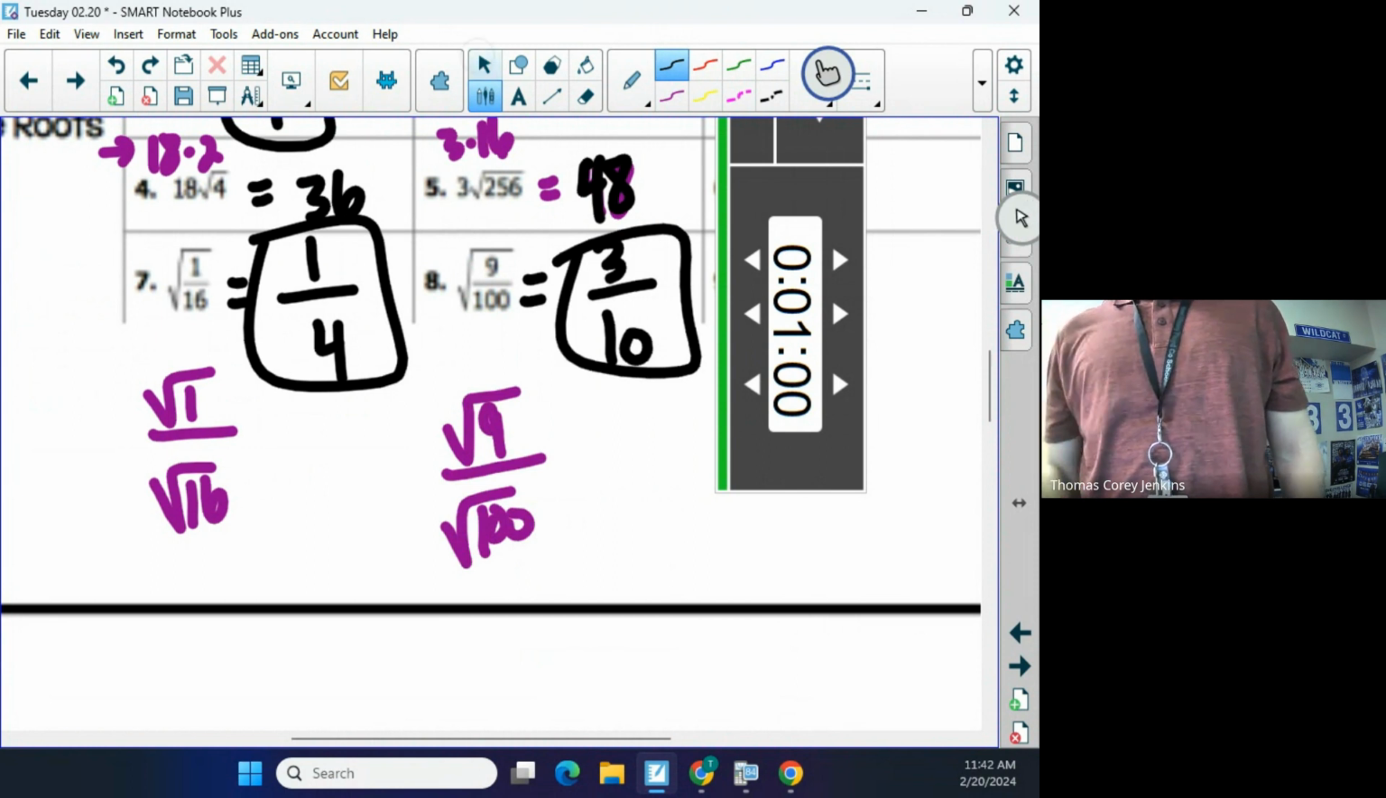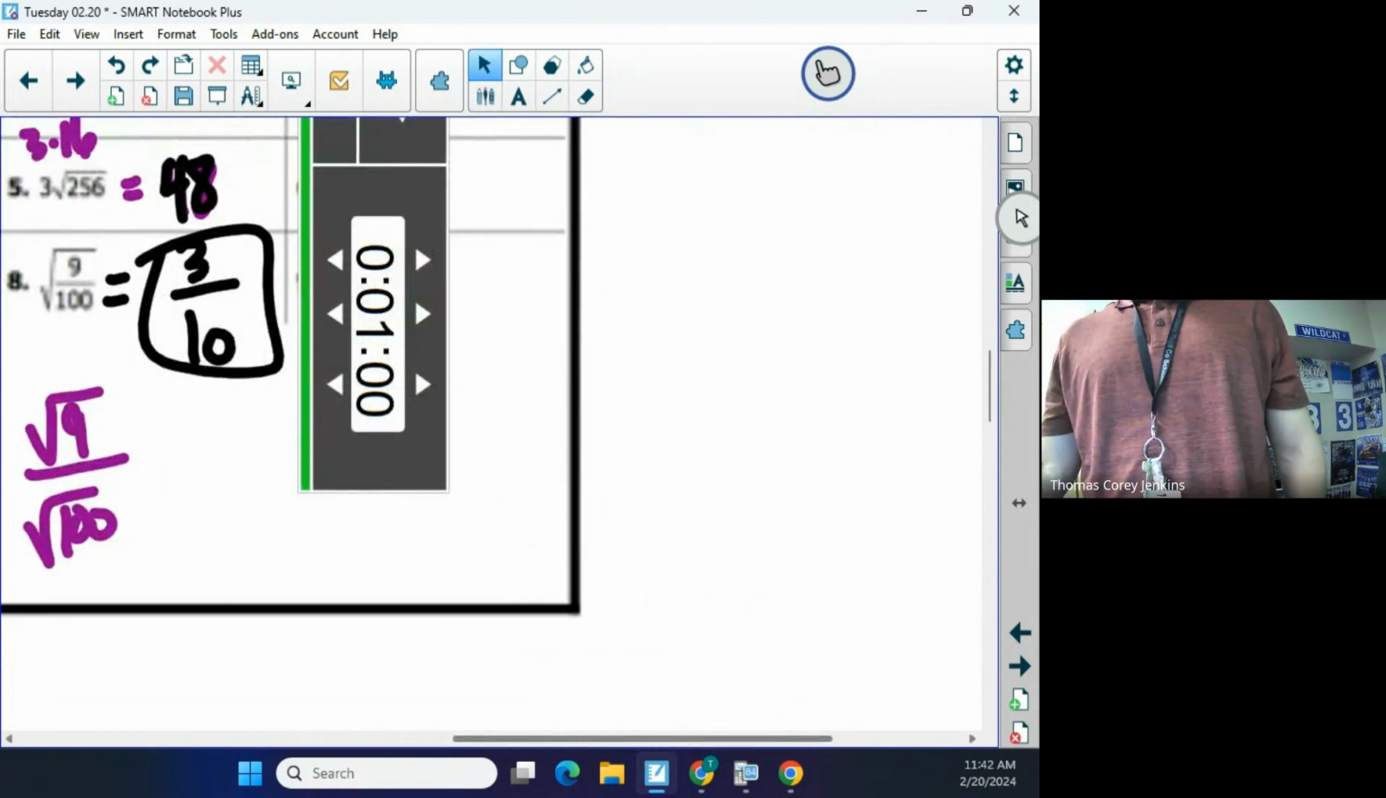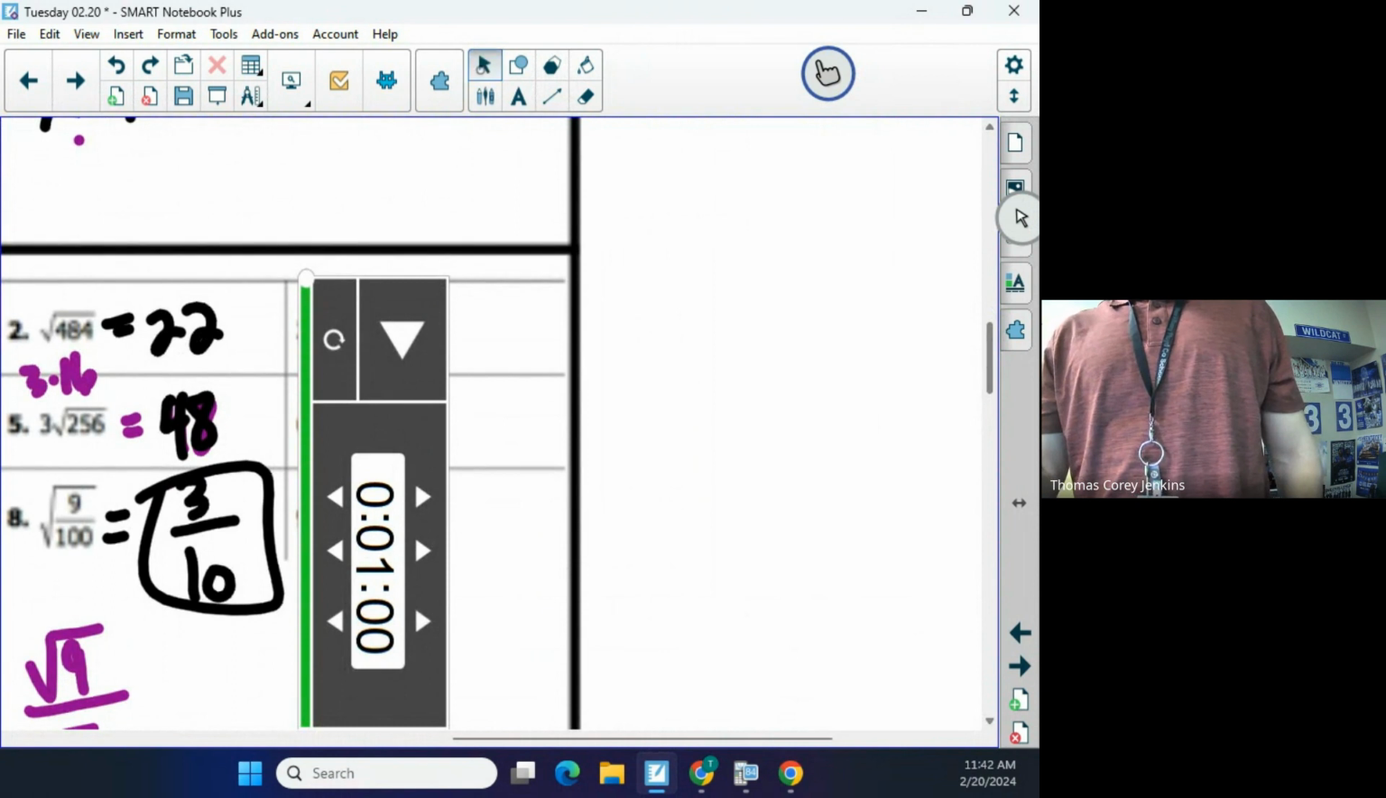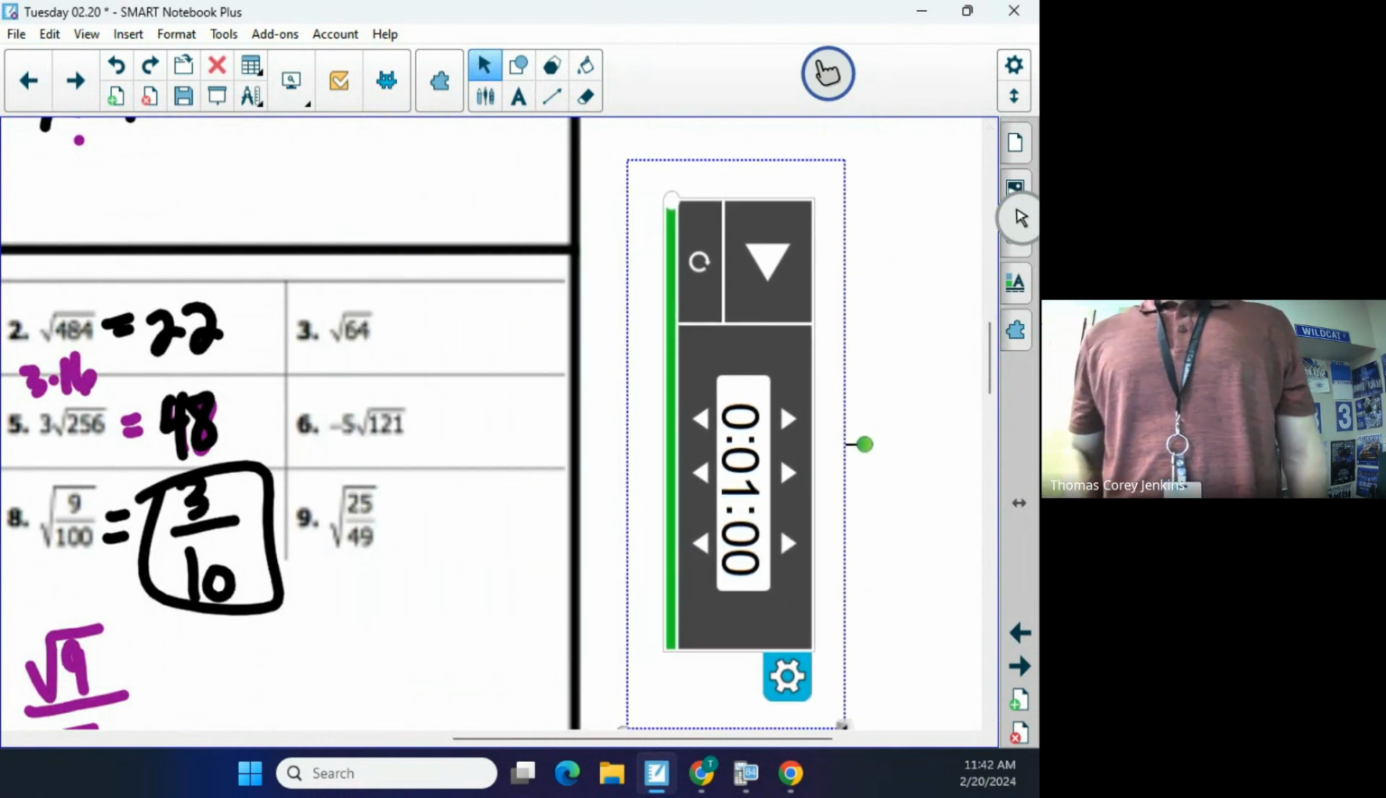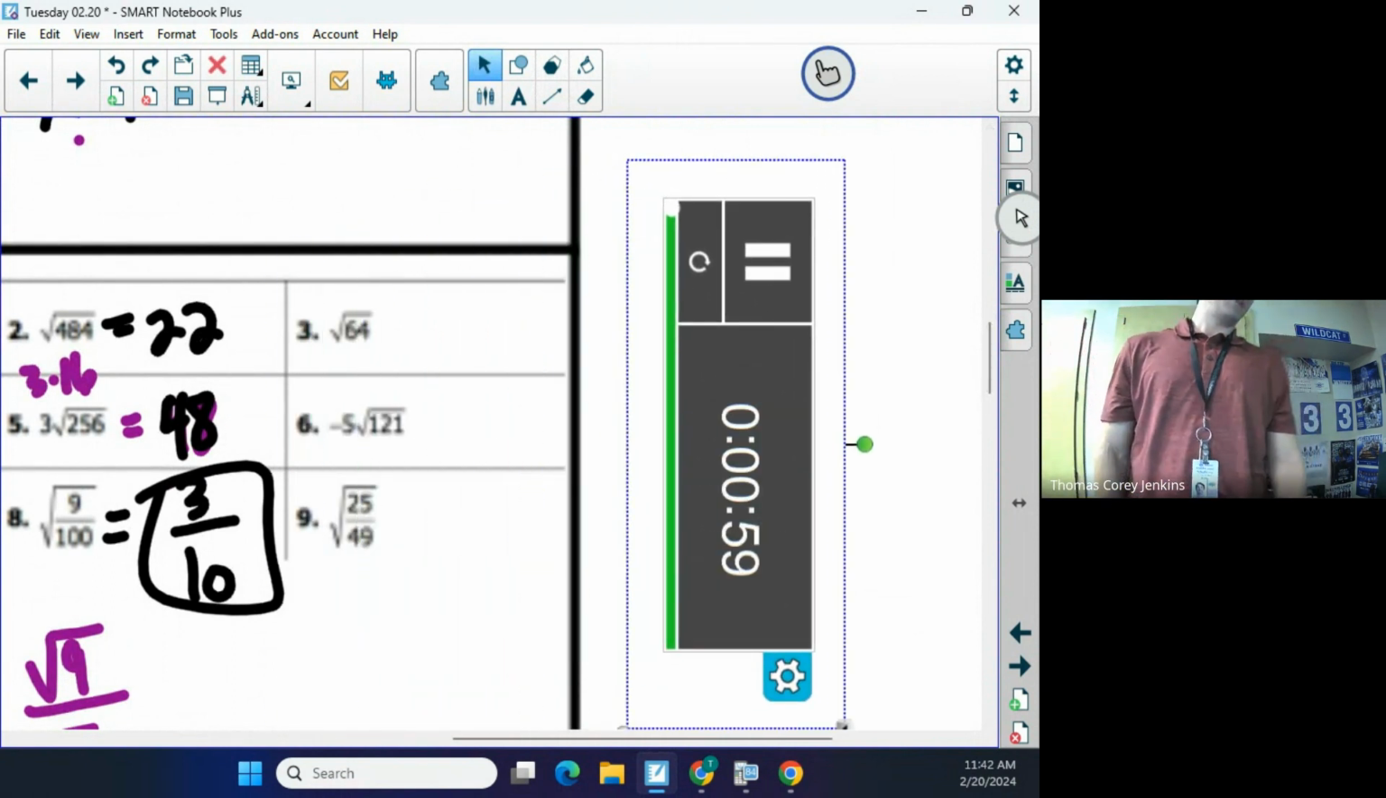So these are all kind of simplifying perfect squares. You guys go ahead and try 3, 6, and 9. I'll go over it in 1 minute.